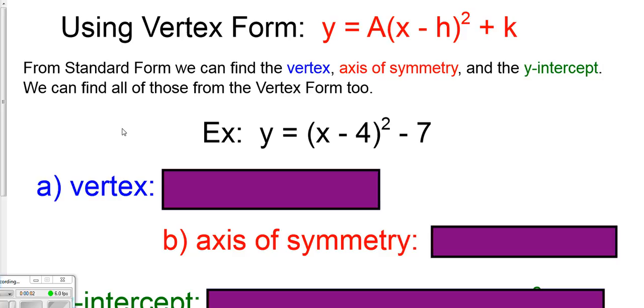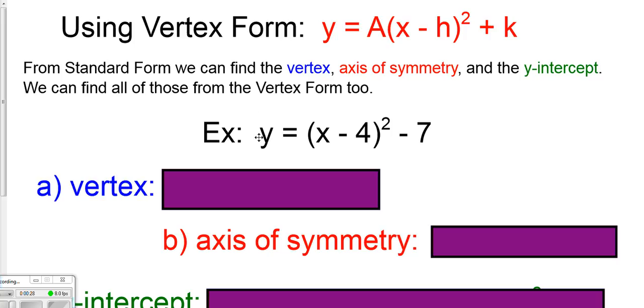Alright, we are on our last video for this week. First we're going to start off by looking at the vertex form. Remember, we just learned about the vertex form: y equals a times (x minus h) squared plus k. From the standard form, ax squared plus bx plus c, we can find the vertex, axis of symmetry, and the y-intercept. Now we can find all of those from the vertex form too.